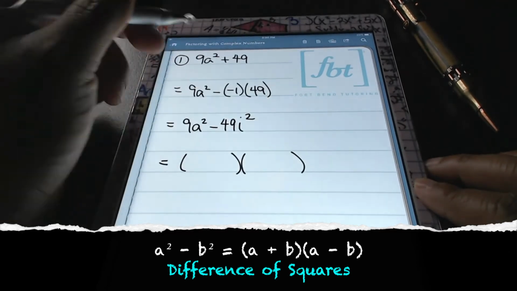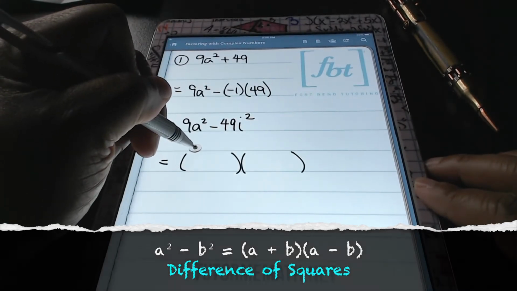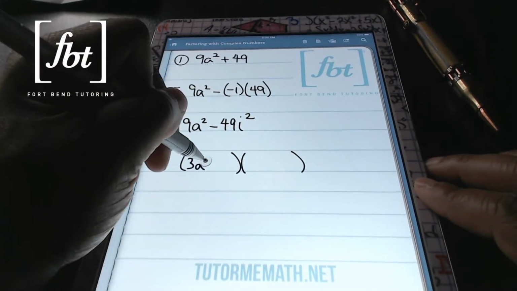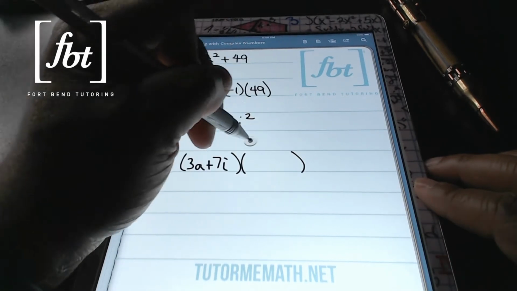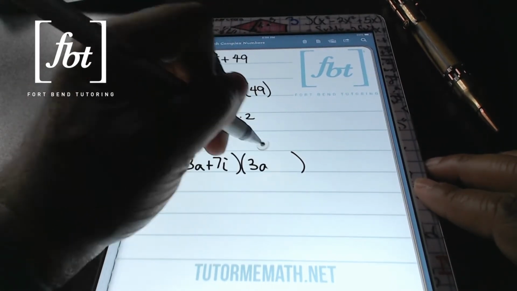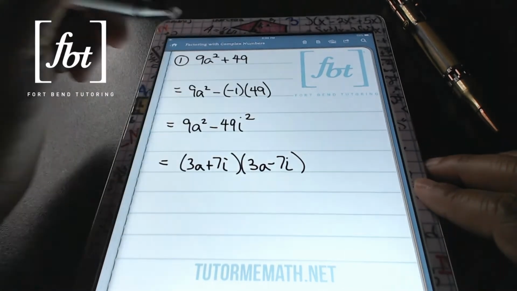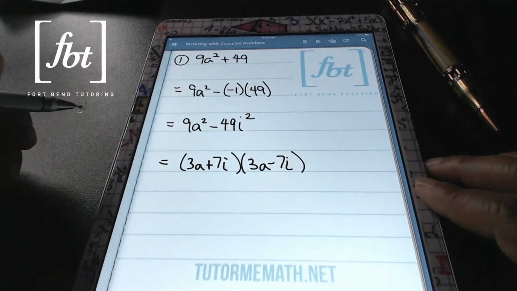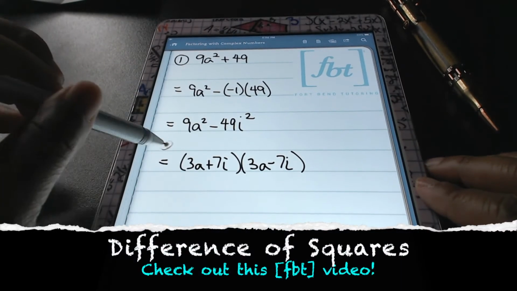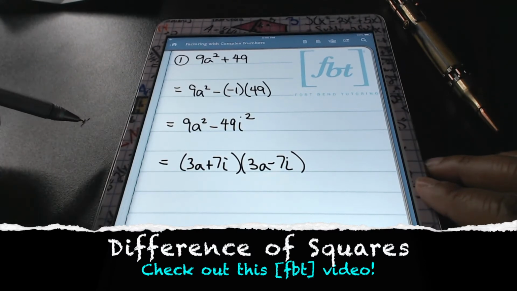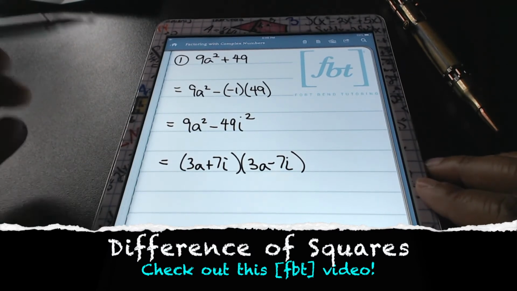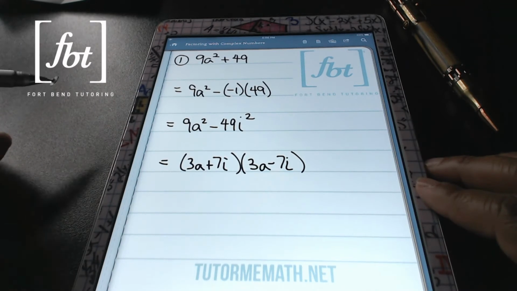And because I'm an optimist, I'm going to rewrite this first binomial as 3a plus 7i. Then I'll be multiplying times the binomial 3a minus 7i. And of course, please check out our difference of squares video if you want to get more familiar with that factoring pattern for a difference of squares. And it's at this point that we're done.